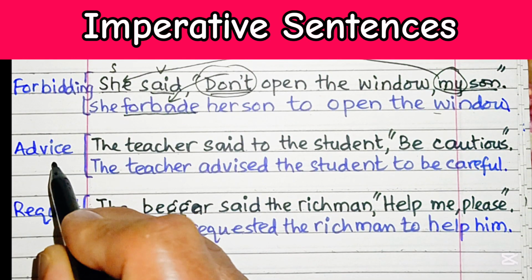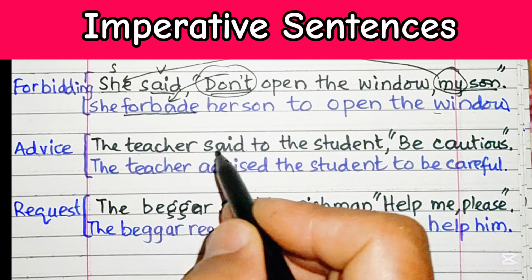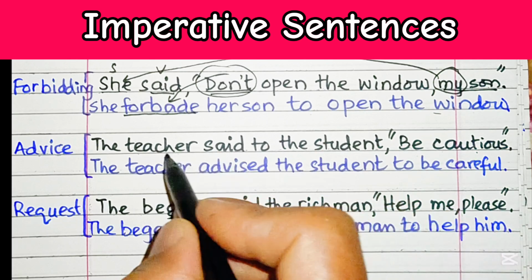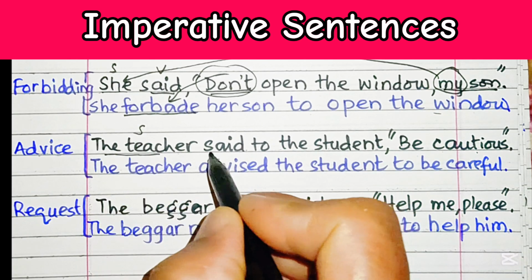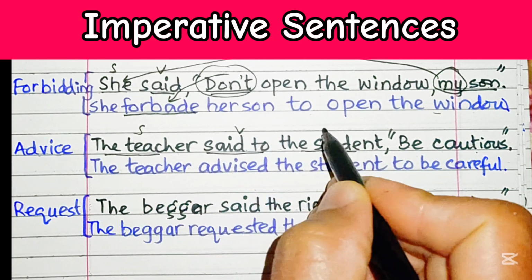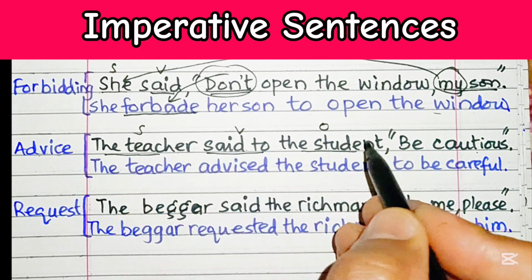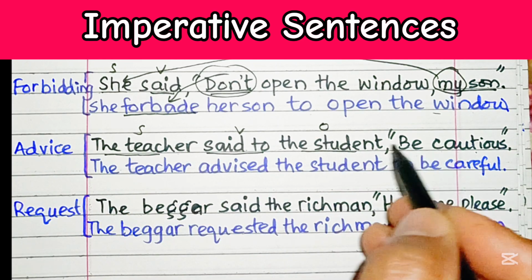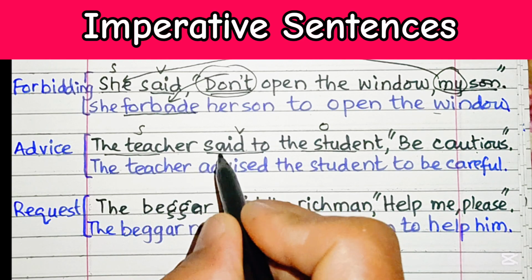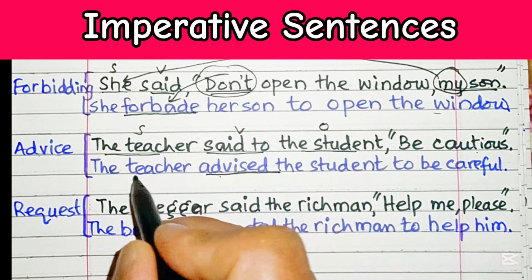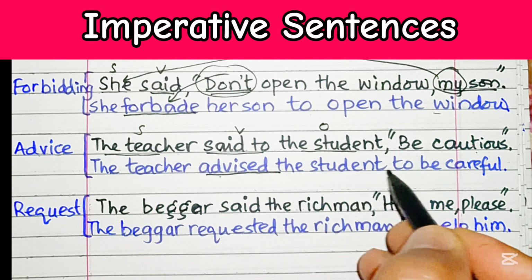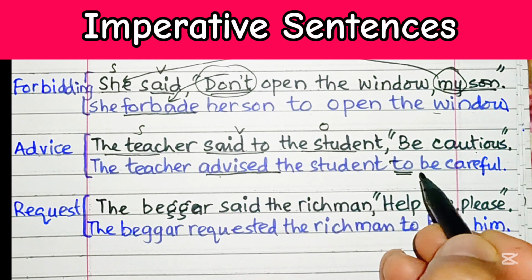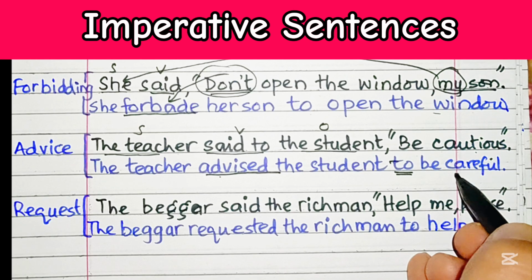Then there is advice, a piece of advice. The teacher said to the student, "Be cautious." So the teacher is the subject over here, and said to is the verb, and the student is the object, and this teacher is actually cautioning the student. So the teacher advised, in place of said to we are putting advised. The teacher advised the student, and then this is the bridging conjunction to be careful or to be cautious.